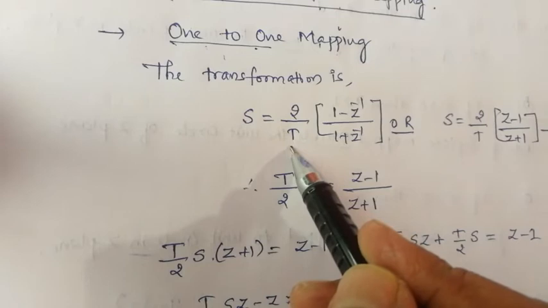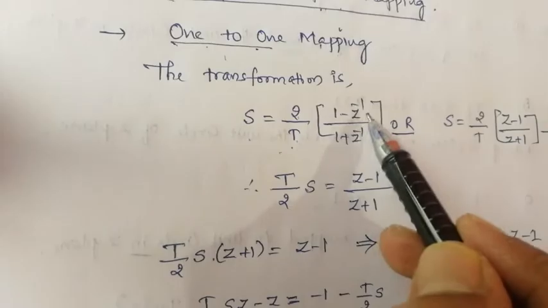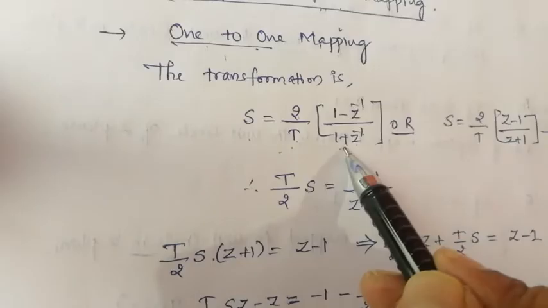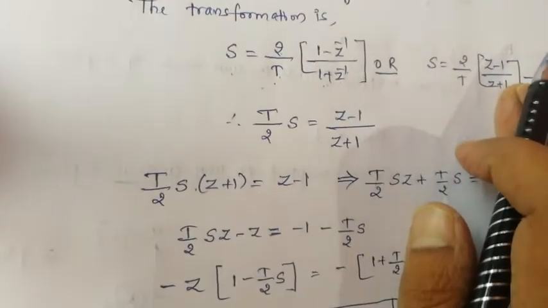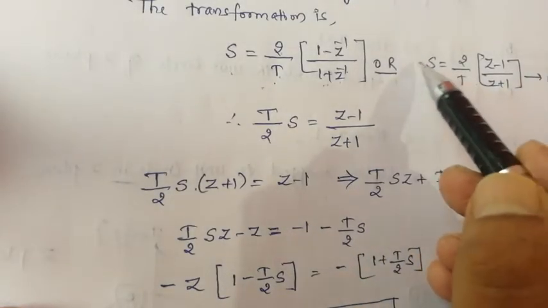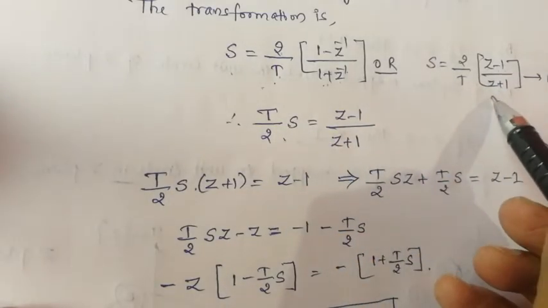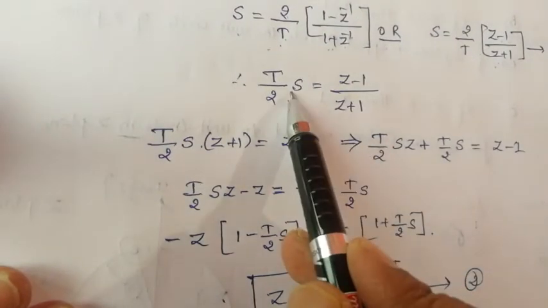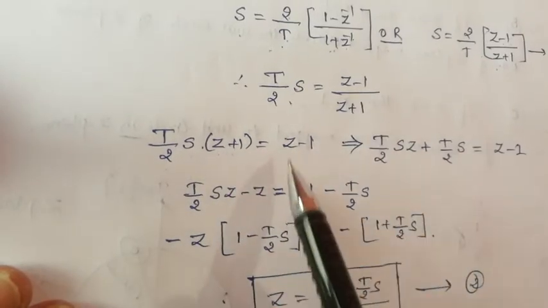In the last video we discussed how we got this transformation, that is s equal to 2 by T, 1 minus z raised to minus 1 divided by 1 plus z to the power minus 1. The same equation, if we express in terms of positive powers of z, we get this one. Let us simplify. I will take T to this side, and s into T divided by 2 is equal to z minus 1 divided by z plus 1. Next I will take this term z plus 1 to the left side, and it becomes T by 2 s into z plus 1, that is equal to z minus 1.